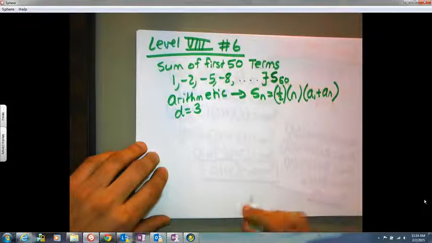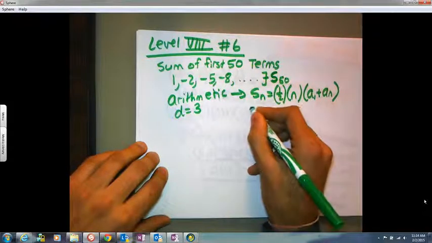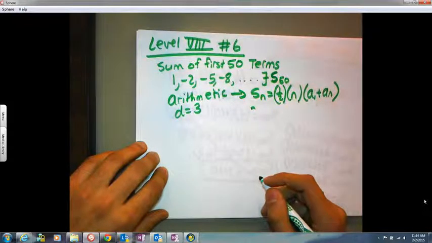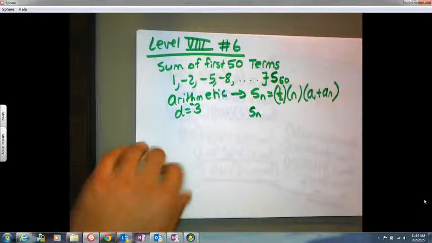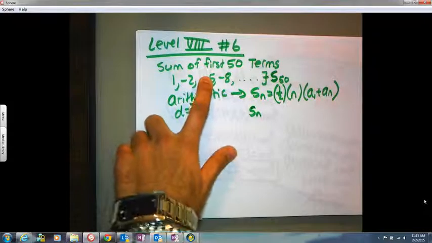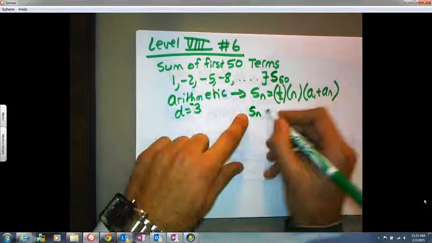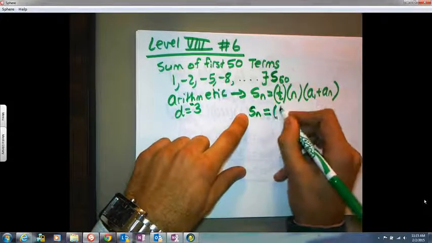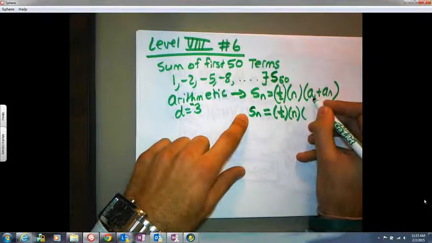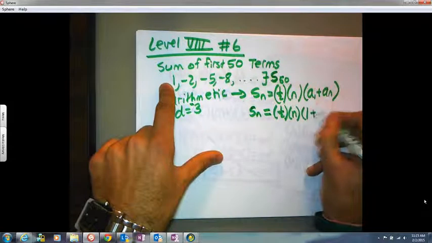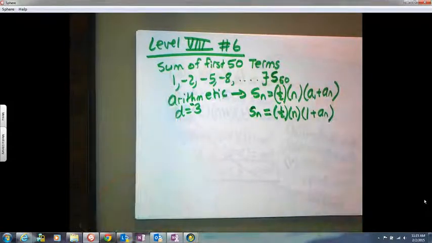Now I'm simply going to, Nora? Absolutely right, thank you very much. Right, so it is absolutely -3 because the numbers are getting smaller. Excellent. We know what A1 is, let's go ahead and plug that in. Right. Go ahead and simplify the sum expression.